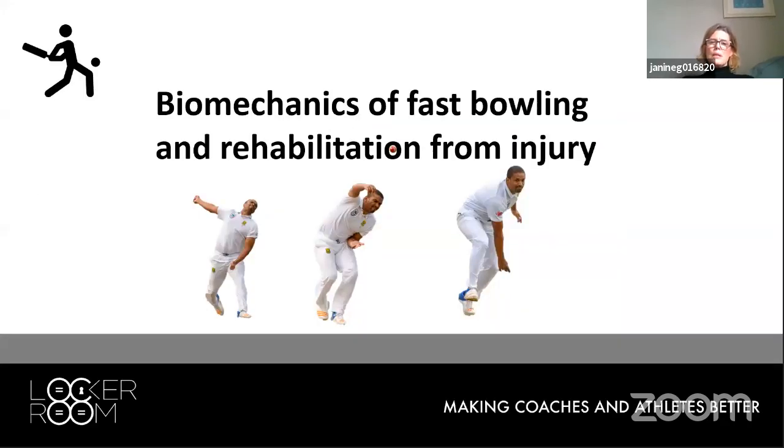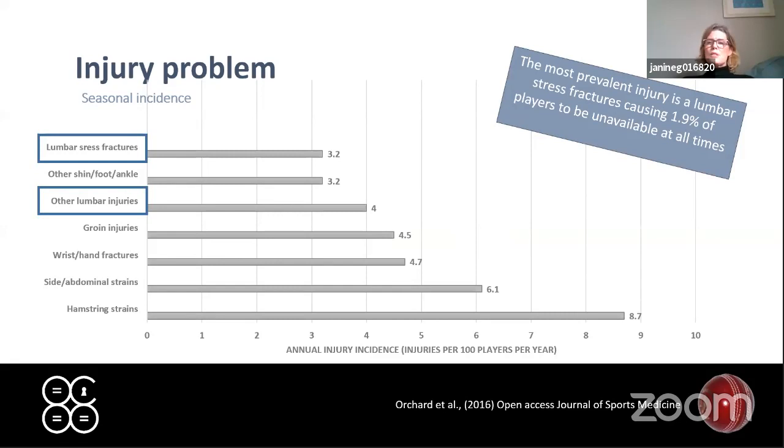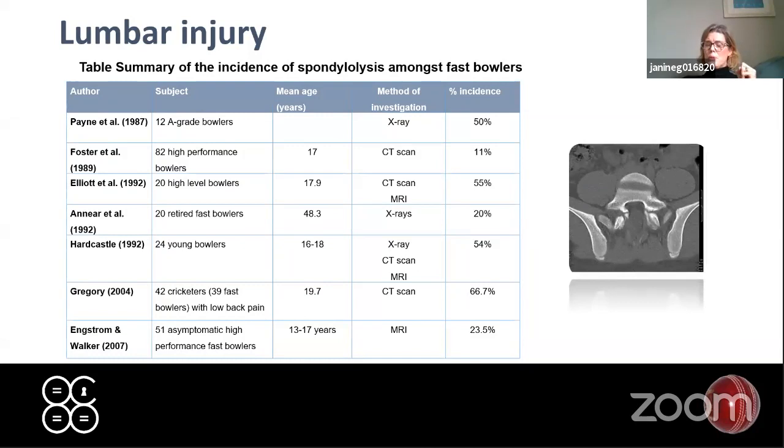Right, so then we're just going to look at the biomechanics of fast bowling and rehabilitation from injury. Just to put it into context, this was an area that I've been particularly interested in. We know that lumbar injuries, particularly stress fractures, are one of the most prevalent injuries in cricketers. It is particularly pertinent in our adolescent population, with some groups showing a 66% incidence of stress fractures in a population of fast bowlers. So really quite a significant injury and potentially catastrophic to a young cricketer's or fast bowler's career.